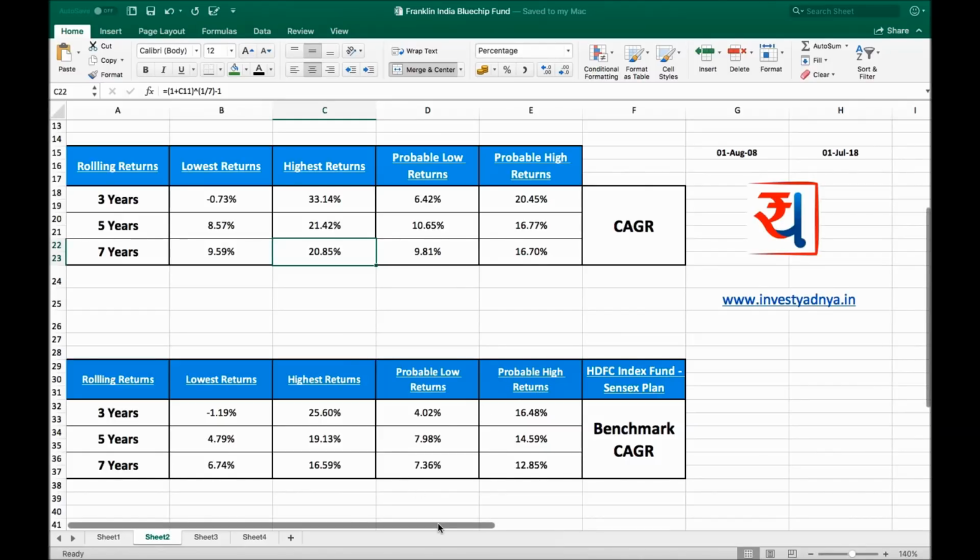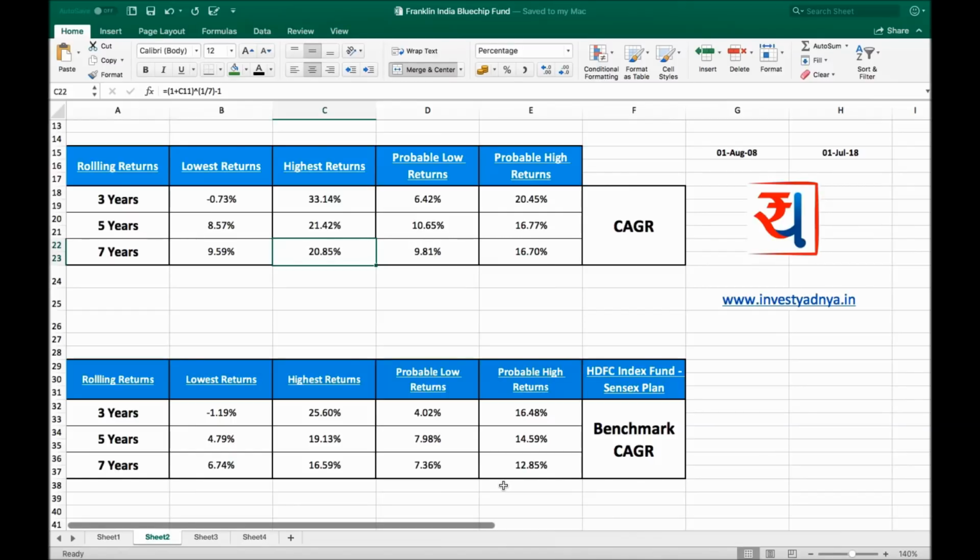In the 7-year category probable low returns, Sensex can give us 7.36% returns, and Franklin India Bluechip fund can give us 9.81%. Here also the fund can beat Sensex by close to 2.5%. In probable high returns, 16.7% can be the returns of Franklin India Bluechip fund for the next 7 years, where Sensex can give us 12.85%. Here also the beating could be as close to 4%. So overall, Franklin India Bluechip is looking good compared to the benchmark.